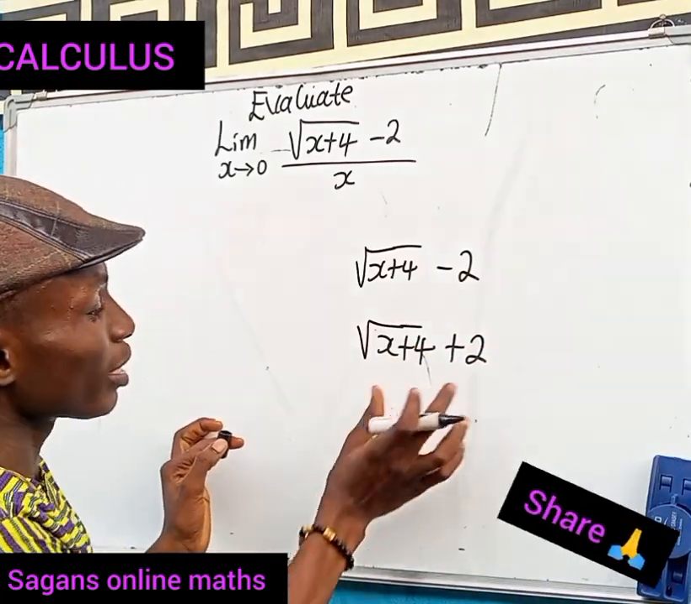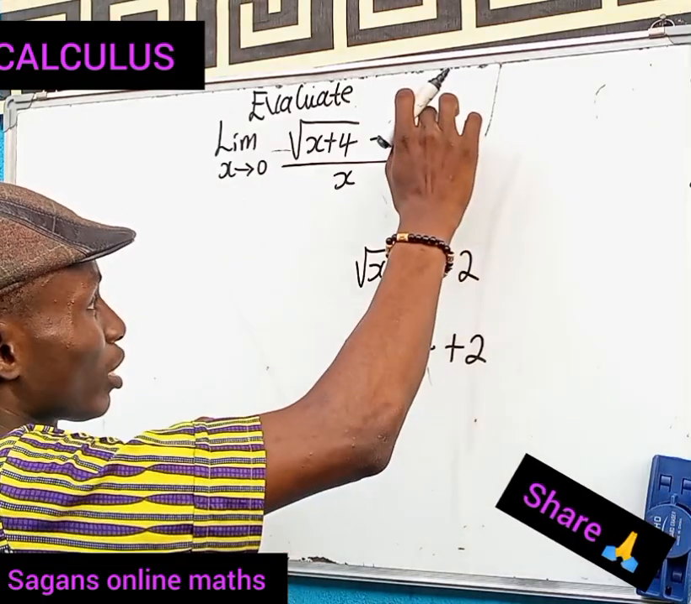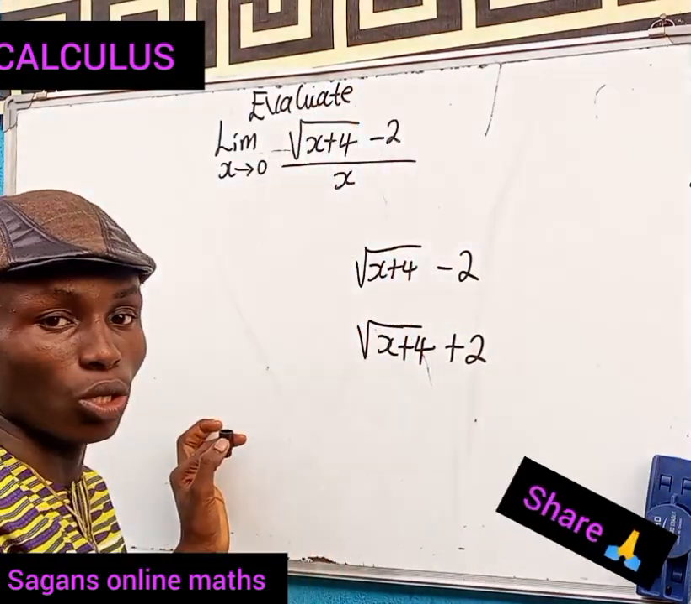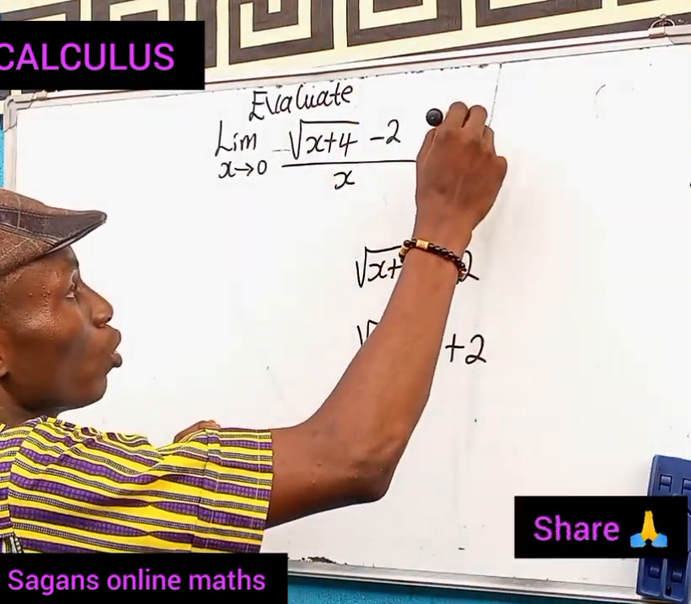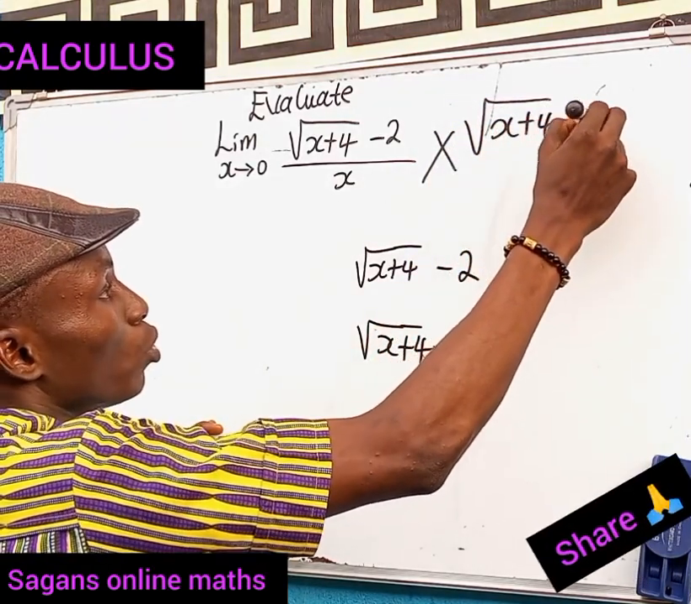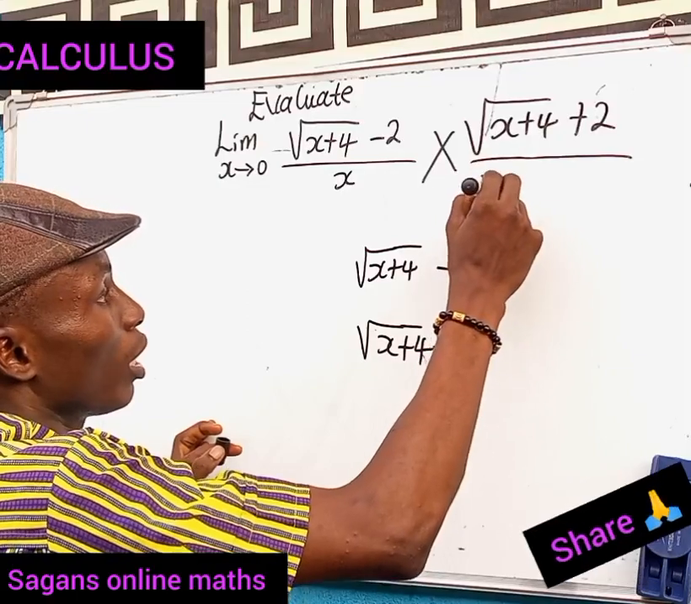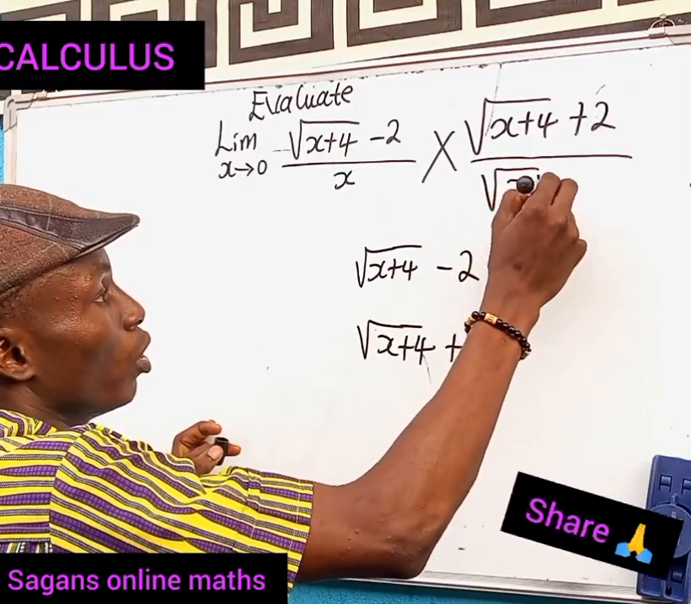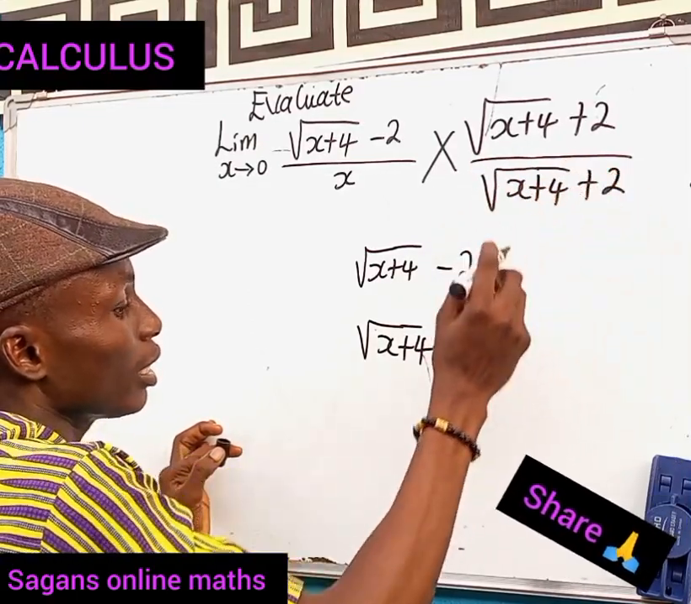If this is the conjugate, you are going to multiply both the numerator and the denominator by the conjugate of the numerator. So we are going to multiply here by root x plus 4 plus 2 all over root x plus 4 plus 2. You can see how simple it is.